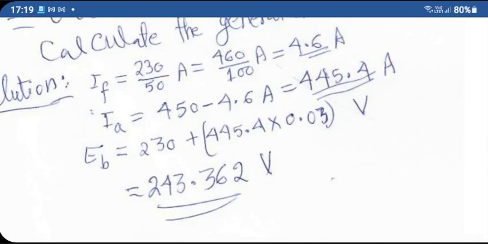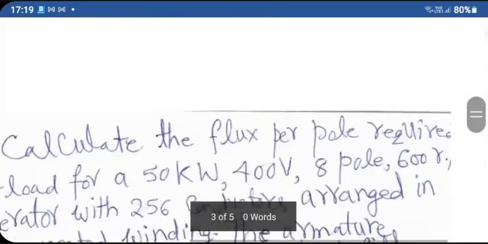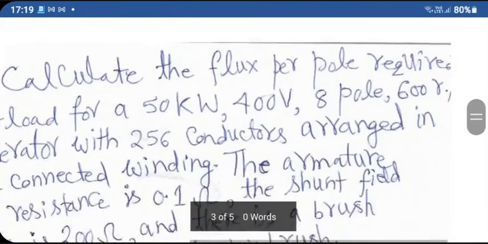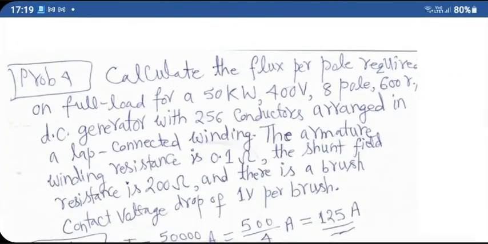You'll have to look into the previous document to see the equivalent circuit. And from there, you will see that EB is V plus IARA. That is what I'm using here. Of course, the value of IA is wrong, I think. But this is the method to calculate the amount of EB required. The last one. I think we are almost out of time.